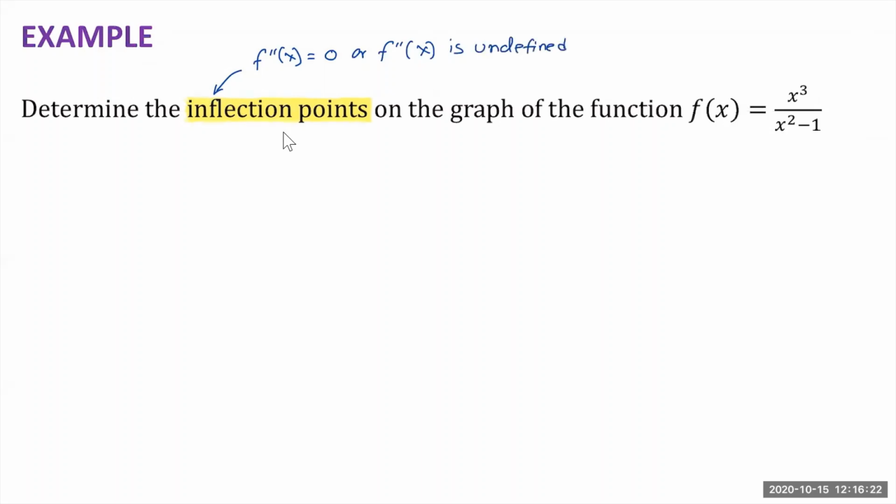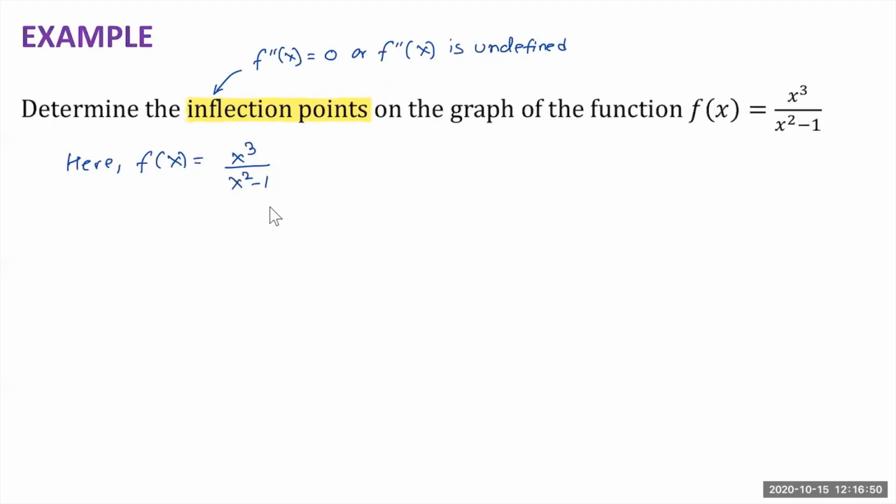That means first we have to find the second derivative, and we have to check where it is 0 and where it is undefined. So let's begin with the function here. My function is f of x equal to x cubed divided by x squared minus 1. Now we need to get the first derivative, then only we'll be able to go to the second derivative. So let's find the first derivative of this function.